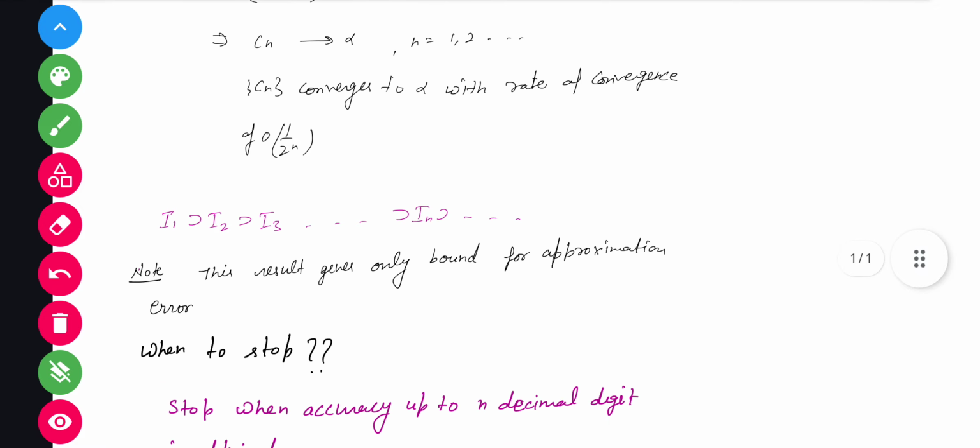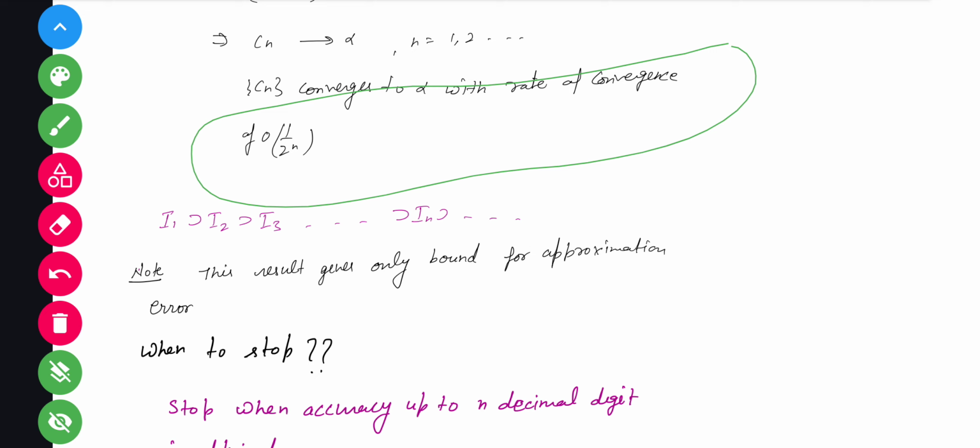So the rate of convergence, you can see here, is 1 by 2 to the power n. Okay, so what is the rate of convergence? We can understand it as the rate at which our midpoint is moving towards the actual root. That is our rate of convergence. We can understand it like that.